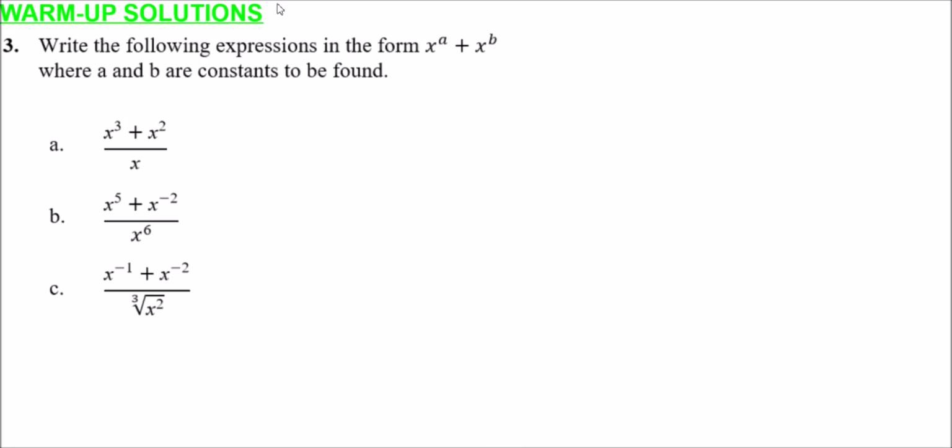Question 3, we need to rewrite these as expressions in the form x to the power a plus x to the power b. So for part A, x squared divided by x is x squared, and x squared divided by x just leaves us with x. For part B, same idea. X to the power 5 divided by x to the power 6 becomes x to the power minus 1. This term here, the new power of x will be minus 2 minus a further 6. That becomes minus 8.